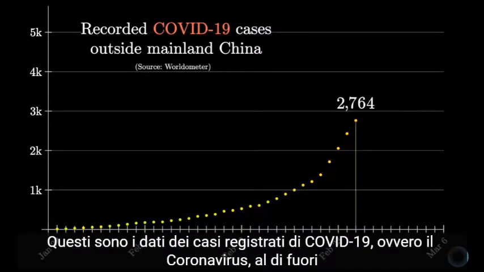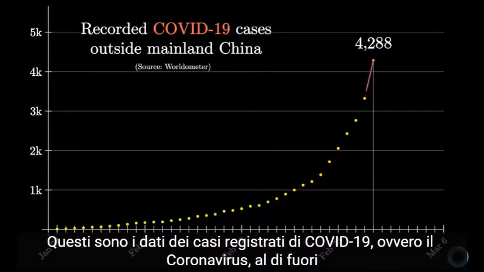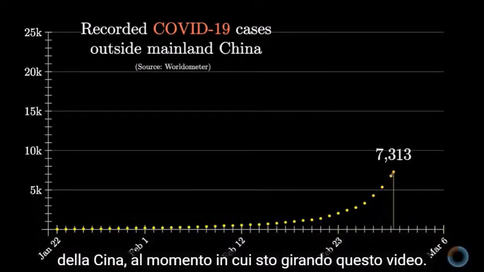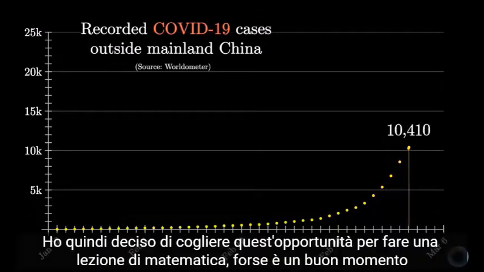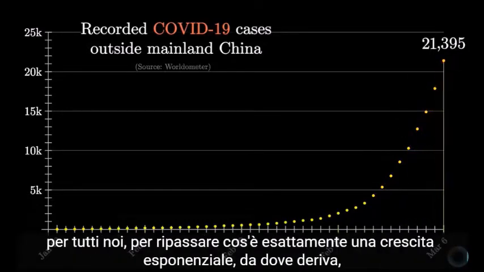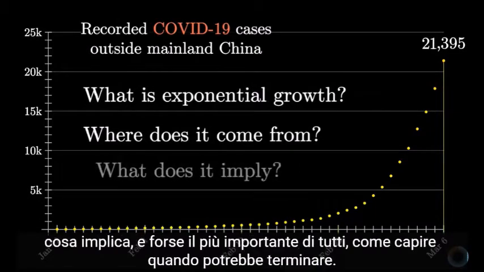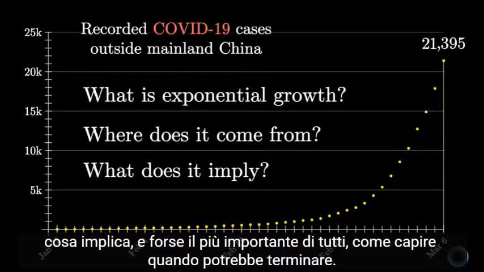This right here is the data for the recorded cases of COVID-19, aka the coronavirus, at least at the time that I'm writing this. Never one to waste an opportunity for a math lesson, I thought this might be a good time for all of us to go back to the basics on what exponential growth really is, where it comes from, what it implies, and maybe most pressingly, how to know when it's coming to an end.